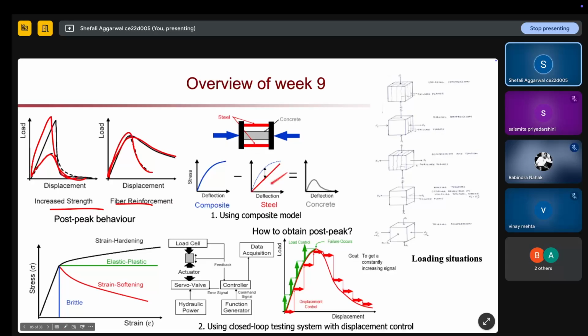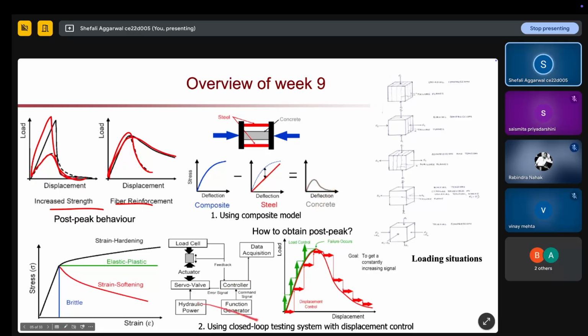So if we are calculating for concrete only, this is our composite system which has both steel and concrete. We put both steel and concrete under compression, and then we get the stress versus deflection curve. Then only for steel we calculate this curve. Subtracting these two curves, you get the stress versus deflection curve for the concrete system, and then you get this post peak behavior.